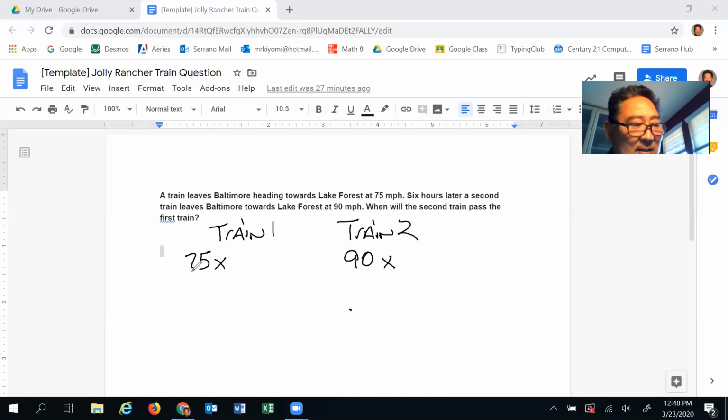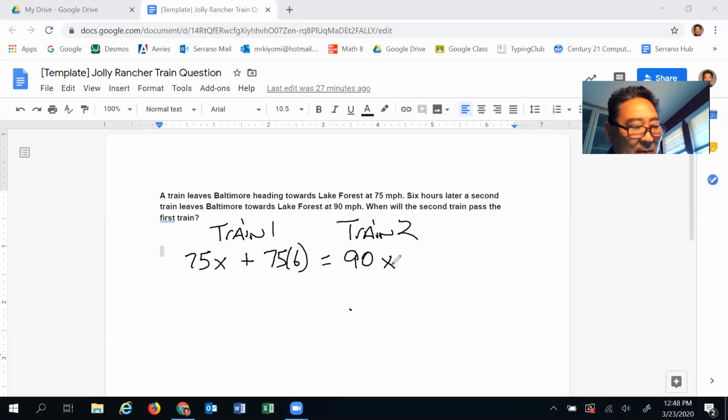So we're going to use that distance formula to get the head start. It's traveling at a rate of 75 miles per hour for 6 hours. So I'm going to add that together, and here is the distance of the first train. Now, when are these two distances equal to each other? What does X have to be so that train 1 and train 2 are both the same distance away from Baltimore? Okay, let's solve for X.